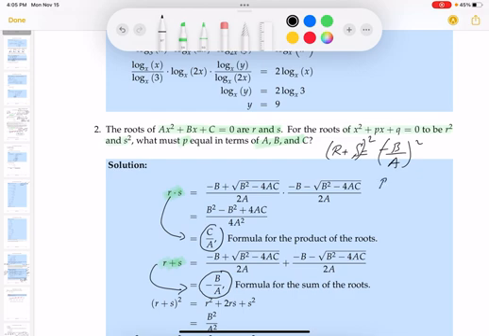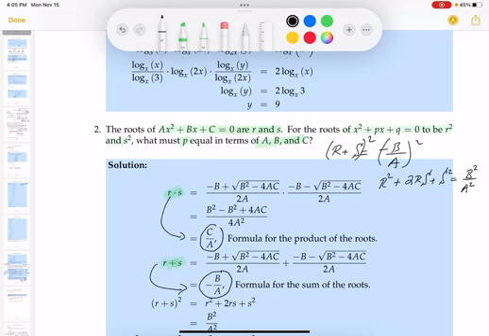So you get r squared plus 2rs plus s squared is equal to b squared over a squared.